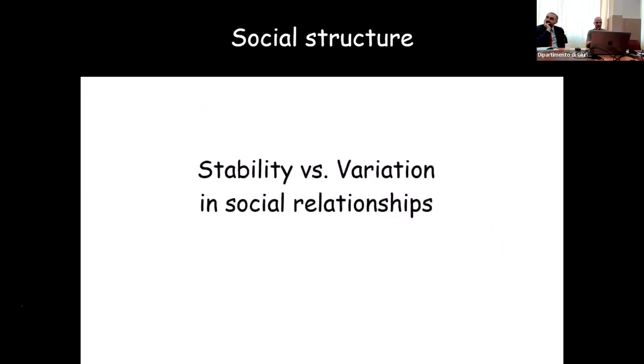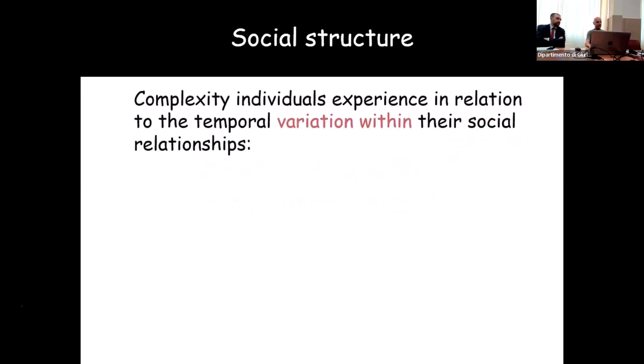Another one, and that's easier to link directly to norms, is basically the stability or variation in social relationships. And let's think about one single social relationship. It is stable in a way, it is easy to deal with because it's always the same. A variable one is much more complex. And here we get ways to measure this variation.